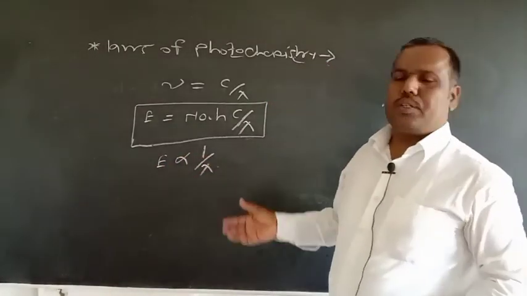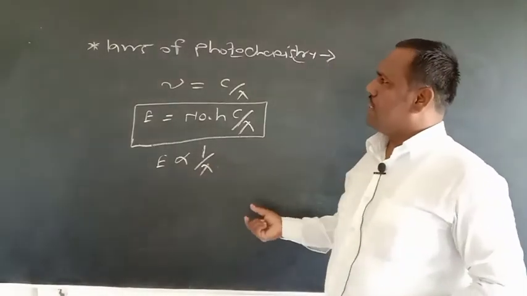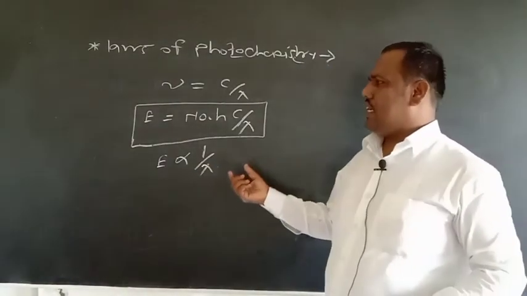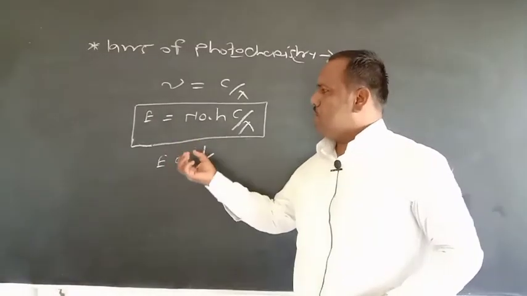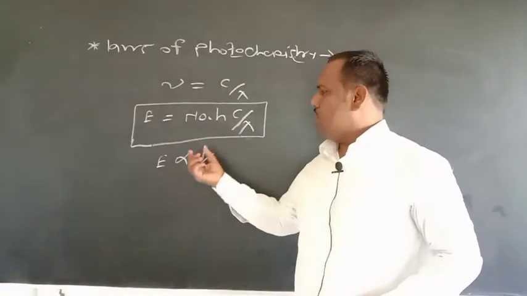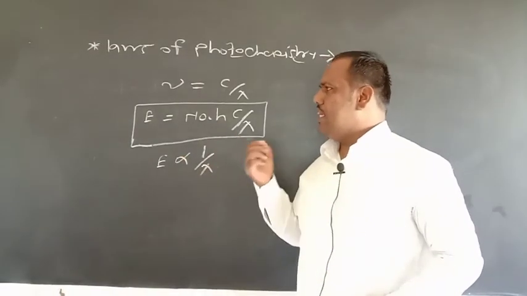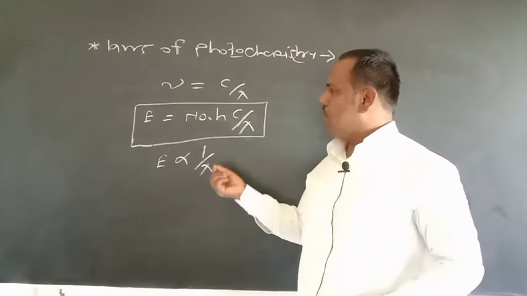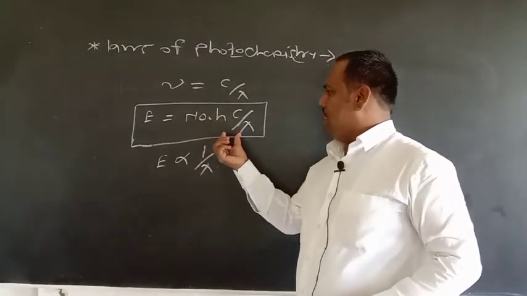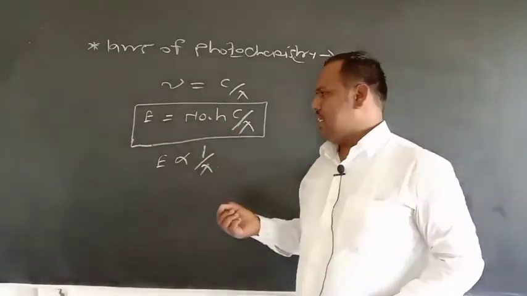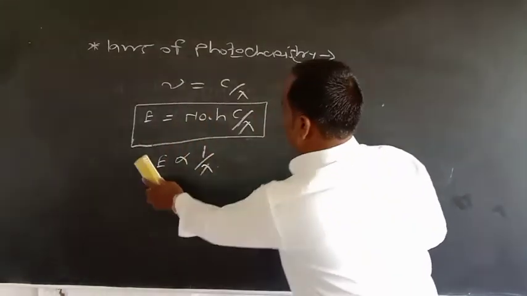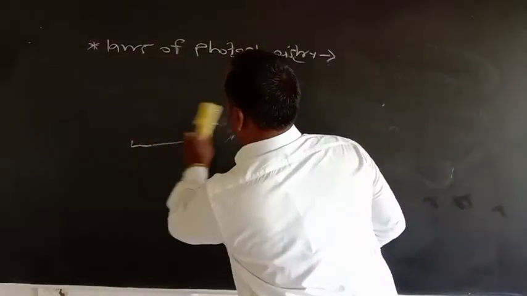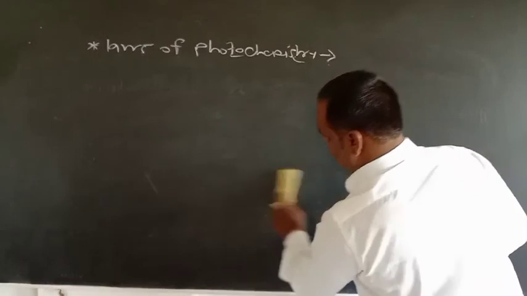So this is regarding the second law of photochemistry, that is the Stark-Einstein law. According to the Stark-Einstein law, 1 molecule absorbs 1 quanta of radiation. So 1 mole of any system or molecule absorbs N0 h c upon lambda quanta of radiation. And this is regarding the laws of photochemistry.